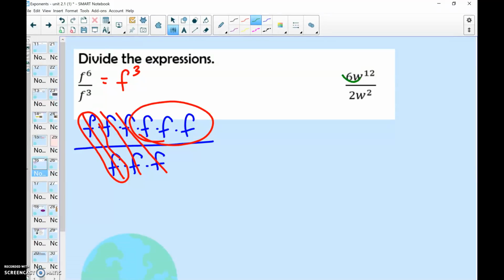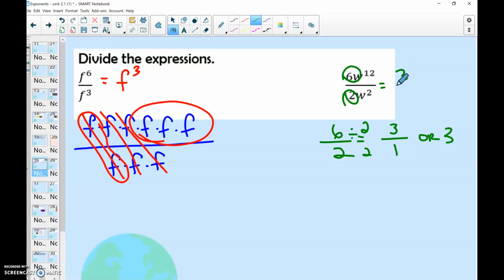Over here, we've got some coefficients to deal with first. We have 6 divided by 2. And you can treat that just like normal. You can either just divide it straight and get 3, or you can kind of treat it like a fraction to reduce. If I divide the top and the bottom by 2, I get 3 over 1, which really is the same thing as 3.